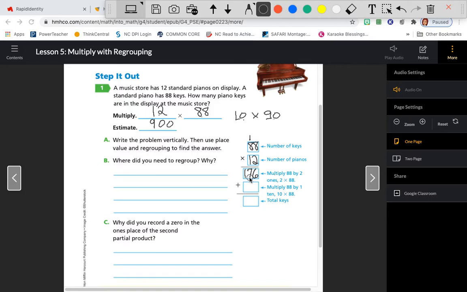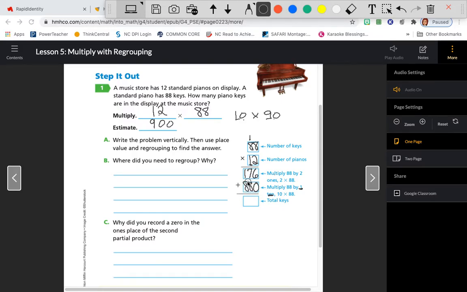Now it wants me to multiply the 88 again by 1 ten. So we're using the 1 over here. So we're going to say 8 times 1 is 8, and 8 times 1 is 8. Now, the key thing here is we're multiplying by a 10. So we make sure that we put a 0 here in our ones place. We've got to put a 0 there. So now we can start. 8 times 1 is 8. 8 times 1 is 8. So then we have 880.